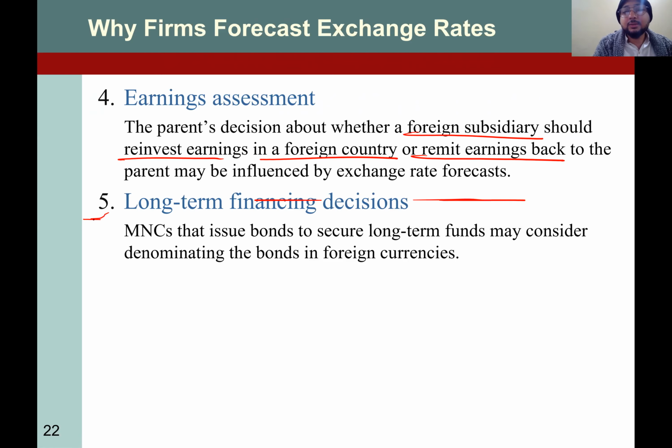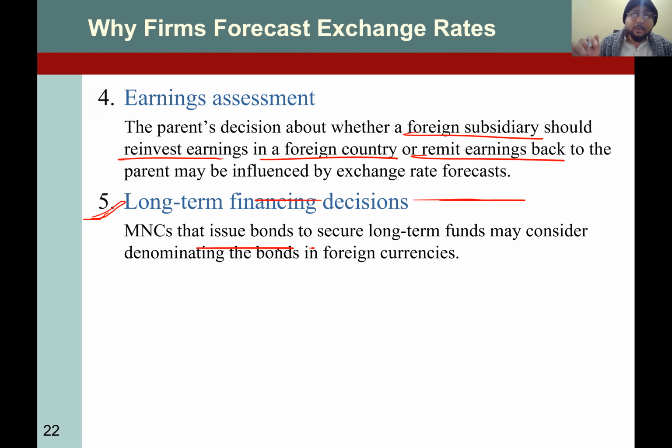Long-term financing decisions. MNCs can issue bonds. Yes, they issue bonds. Normally, these are the biggest chunks of their long-term liabilities, right? So they issue international bonds as well, bonds denominated in other currencies, in euros, in dollars, in Japanese yen, in pounds as well, right?